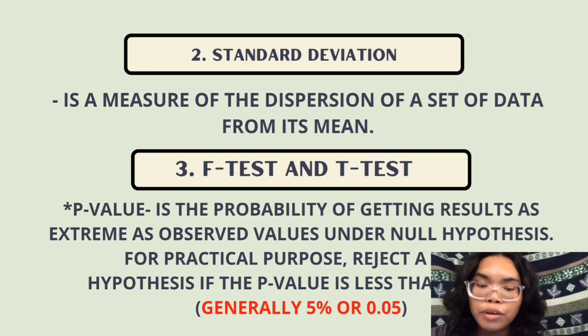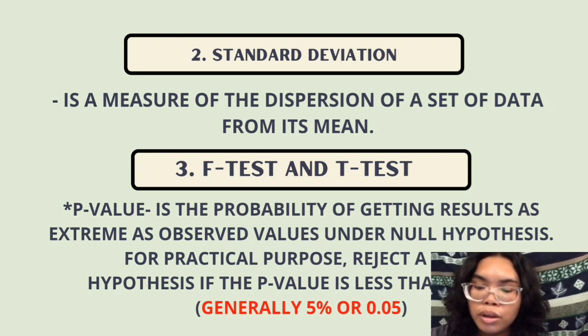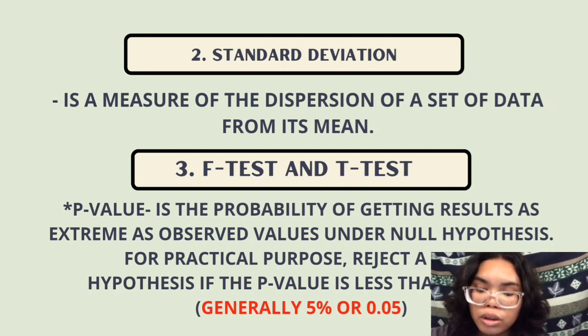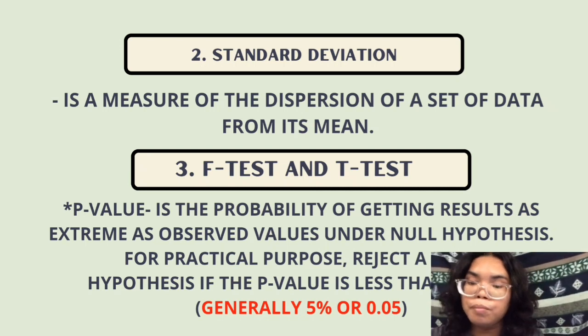Second, standard deviation is a measure of the dispersion of a set of data from its mean. Third, F-test and T-test. P-value is the probability of getting a result as extreme as the observed value under the null hypothesis. For practical purposes, reject a null hypothesis if the p-value is less than alpha.